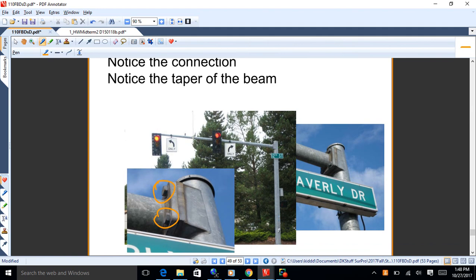Okay. So what kind of connection, how would you model that thing with the bolts there? What do we call that? Cantilever, yeah. Fixed connection or a cantilever. That's just bolted in there. It's not supposed to go anywhere. And then you got a tapered beam extending out. It gets a little thinner as it gets further out.